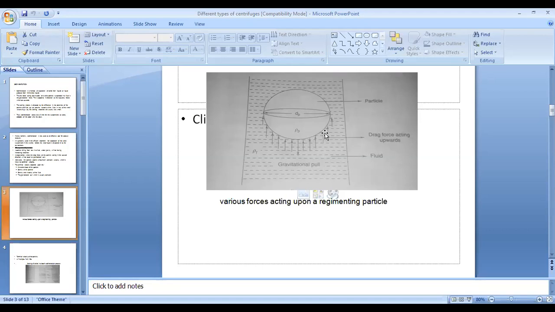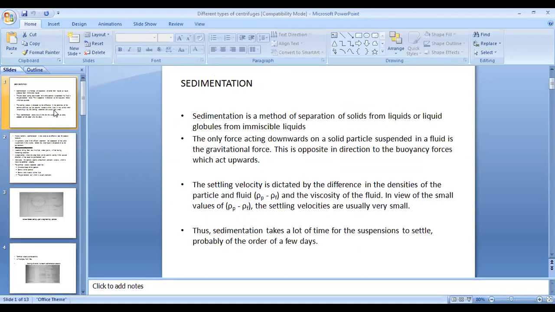So that means the buoyancy forces. Whenever the gravitational and the drag force are equal, then it attains terminal velocity. Then it settles. If you want to know the sedimentation coefficient, you need to know the density of the particle and the density of the fluid. Along with that you have to know the viscosity of the fluid.